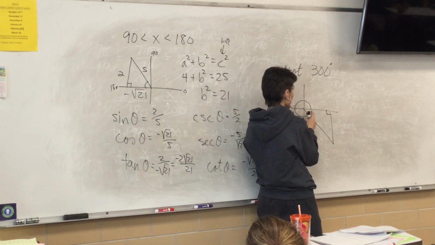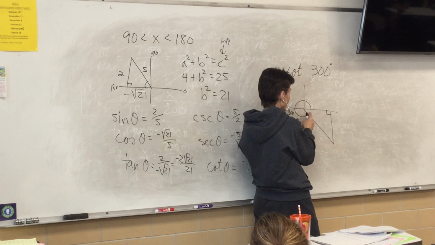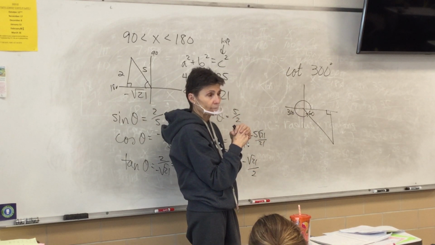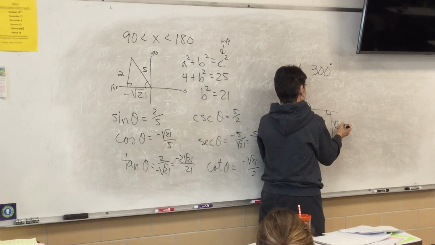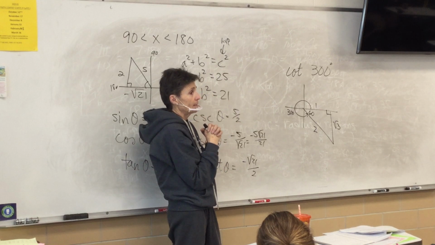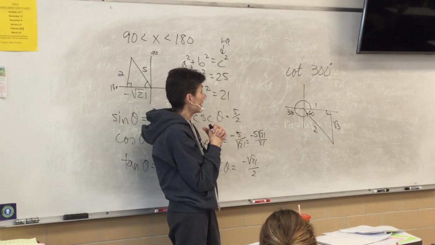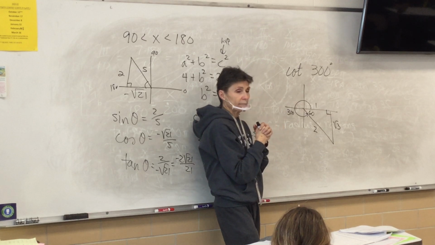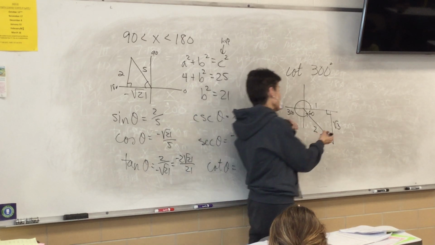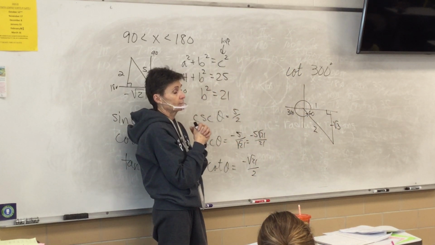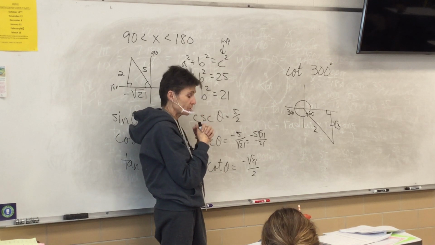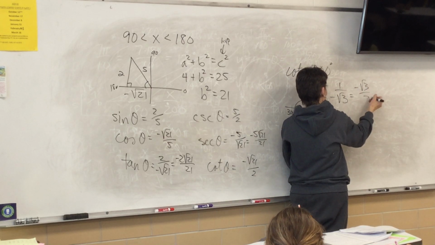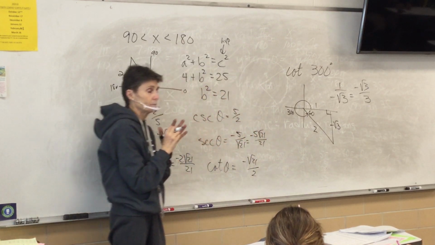How big is this guy right here? He's the important one. That angle at the origin is so important. How big is he? 60, because all the way around is 360. Across from the 60 is root 3. And is anything negative? I need to keep track of that. The 2 is never negative. No negative on the hypotenuse ever, right? The root 3 is negative. Cotangent. What's cotangent? Adjacent over opposite. So 1 over negative root 3, or negative root 3 over 3, is your cotangent.